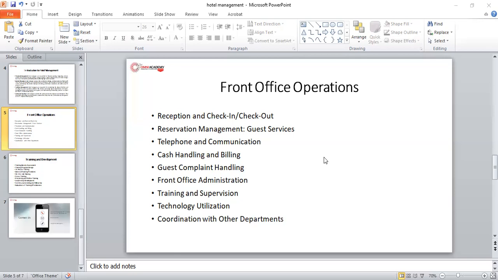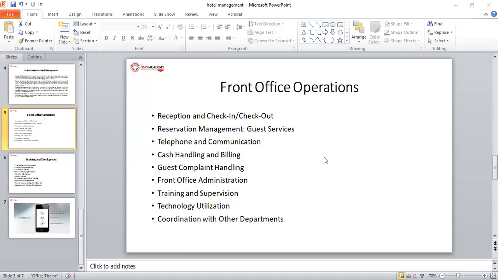In front office, the most important thing is that when the guest is there and will be paying in cash to you, that is called cash handling and billing. And billing has to be done when the customer is checking out from the hotel.